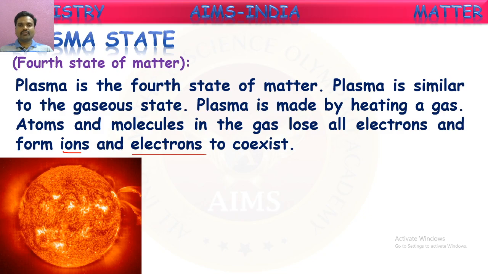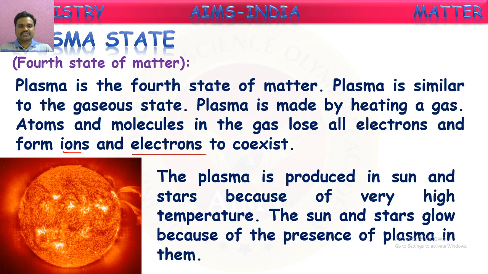See, one fine example of the plasma state is the suns and stars in space. They are made up of plasma. Plasma is produced in the sun and stars because of very high temperatures. We know these suns and stars are mostly filled with one gas. Do you know, children, what gas it is? Yes, it is hydrogen gas. Hydrogen gas fills the sun and all the stars, and it is continuously burning there.